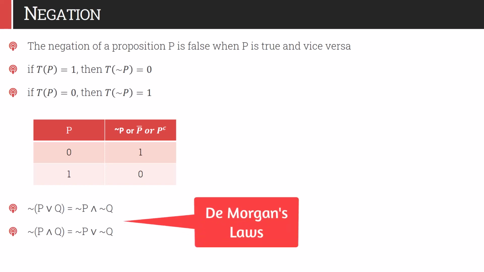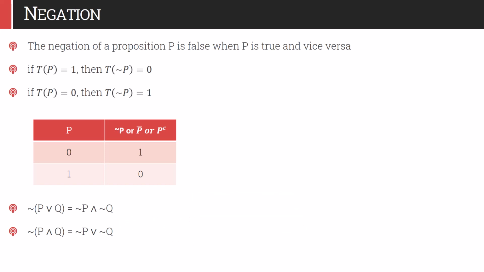like that. And from this, we can also derive the laws of De Morgan. That is, negation of P disjunction Q is the same as negation P conjunction negation Q. And another law says negation of P conjunction Q is the same as negation P disjunction negation Q. So it's the same as sets, right? P union Q complement is the same as P complement intersection Q complement, and vice versa.